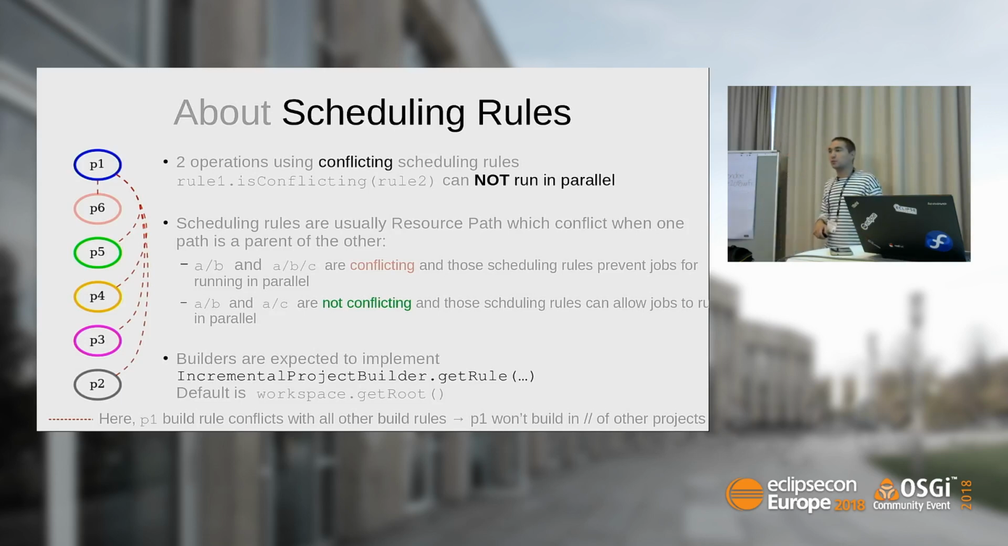The project builders, the incremental project builder class that you may be aware of, and if you're here, probably you are aware of, has a method called getRule that says, okay, for my builder, I use this scheduling rule. The default implementation is workspace.getRoot. So if you don't implement this, your builder has the workspace root as scheduling rule. We'll see later that it involves a lot of waste.